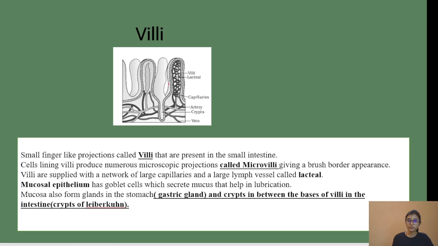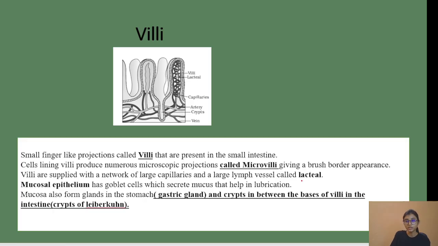Then we talk about villi. They are small finger-like projections present in the small intestine. Then the cells lining the villi produce what? Again the microvilli structure, which gives a brush border appearance. Villi have a network of large capillaries and large lymph vessels called the lacteal. So this term is also important.